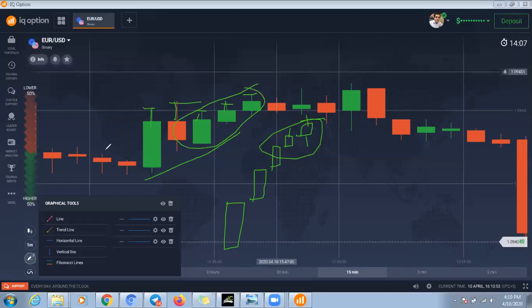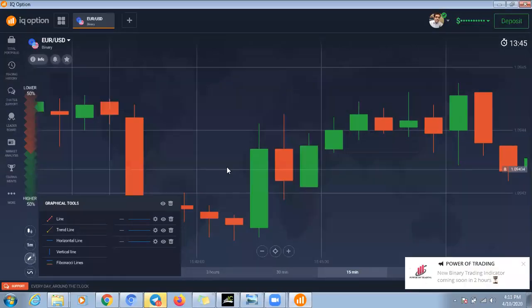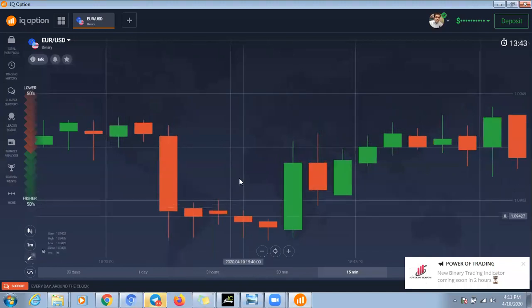Okay, when buyers try three times, look at the buyers trying. At least they make a new high, make a new candle, a green candle. So look at the previous candle.